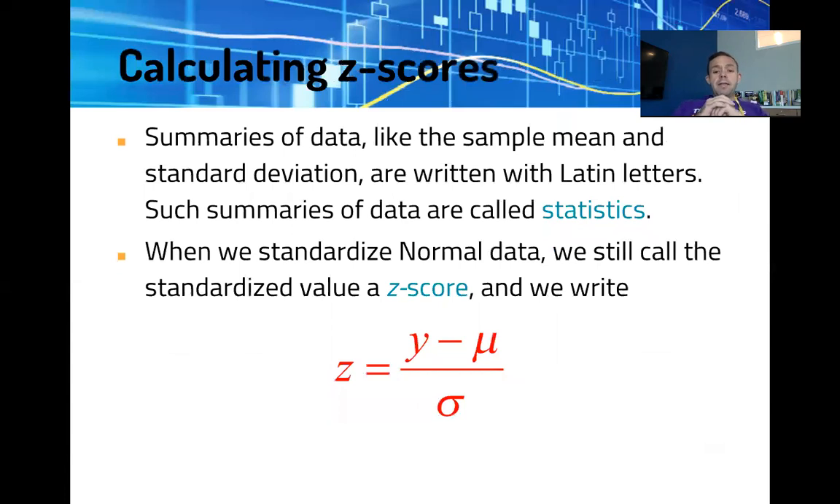So summaries of data like sample mean and standard deviation we write with Latin letters. Such summaries are called statistics. When we standardize the normal data, we still call the standardized value a z-score and we write the following formula. So z equals y minus mu over sigma, or a data value minus the population mean over the population standard deviation.